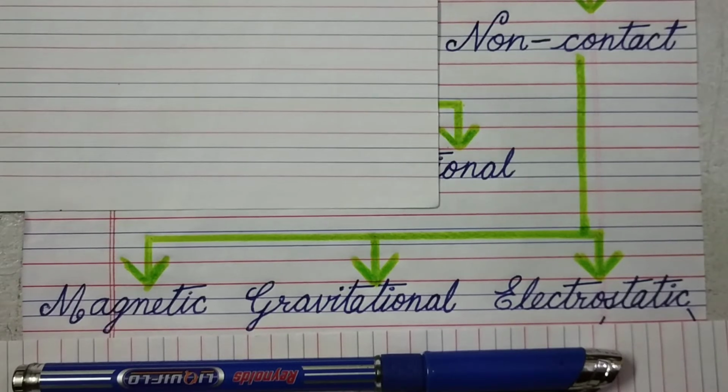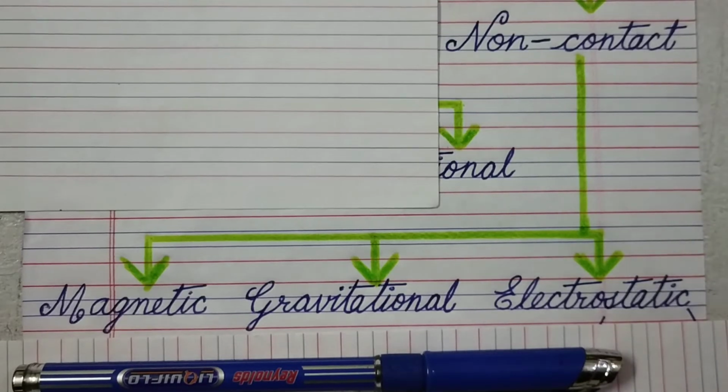Gravitational force. The force with which the earth attracts the objects towards it and causes them to fall towards the earth is called gravitational force, or simply gravity. For this force to act, the earth and the object are not in contact with each other, so it is also an example of non-contact force.